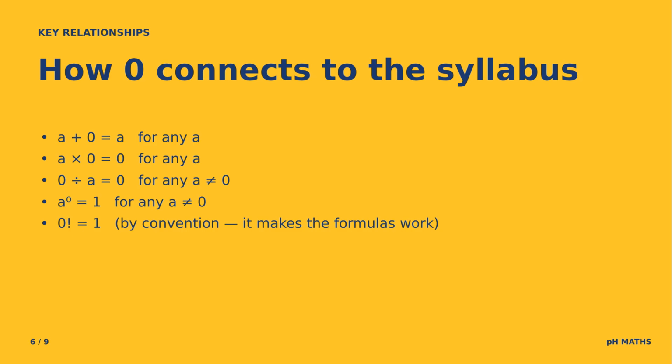Key relationships. A plus 0 is A. A times 0 is 0. 0 divided by any non-zero number is 0. Any non-zero number to the power 0 is 1. Yes, that includes some weird ones, but it's a rule. And 0 factorial, written 0 exclamation mark, also equals 1. It looks bonkers, but it's a convention that keeps combinatoric formulas from collapsing. Memorize these because they're rock solid.